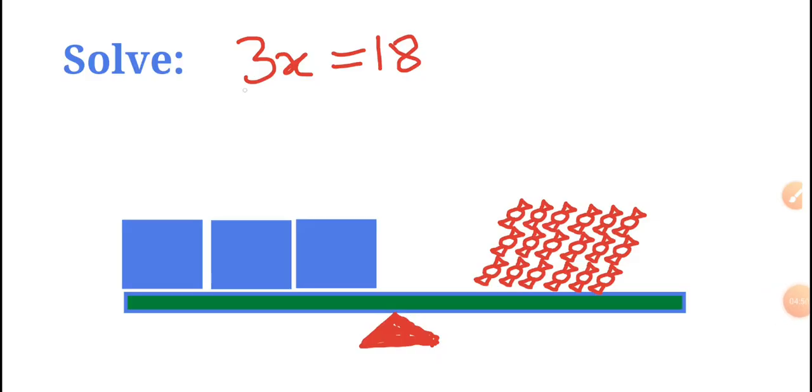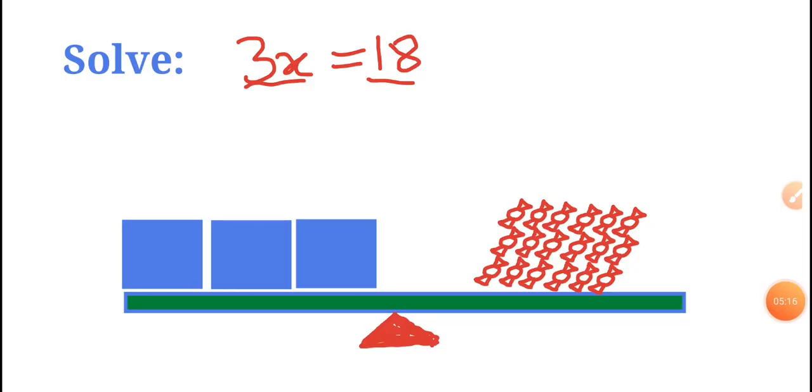In this question, 3 lots of x is equal to 18. So we don't know the number of sweets in each box, so we're going to call them x, and that means it's the same number of sweets. That's very important. It's the same number of sweets in each box, and the 3 boxes are balanced by 18 sweets on the right. So we want to know the quantity or the number of sweets in each box on the left hand side.